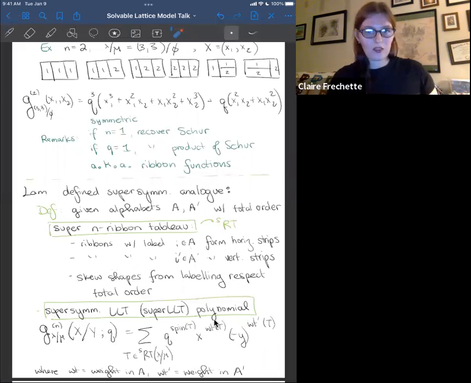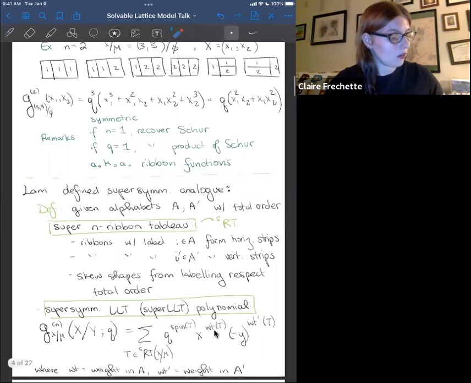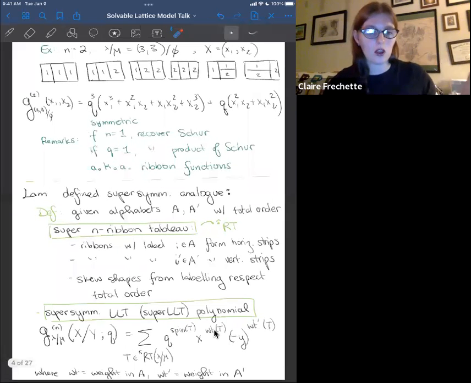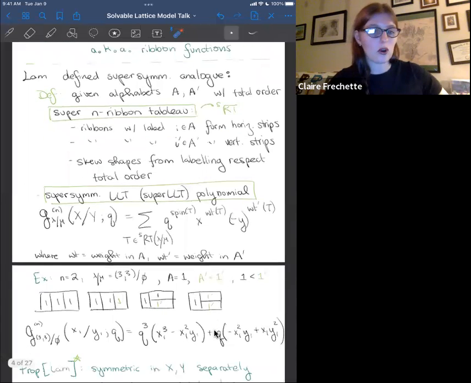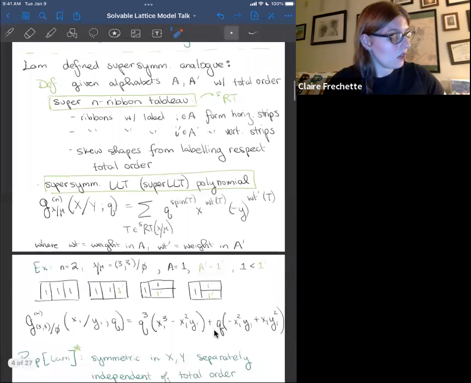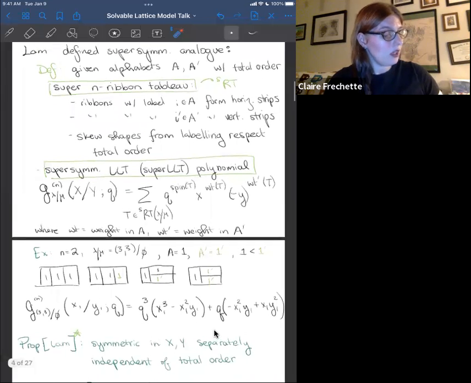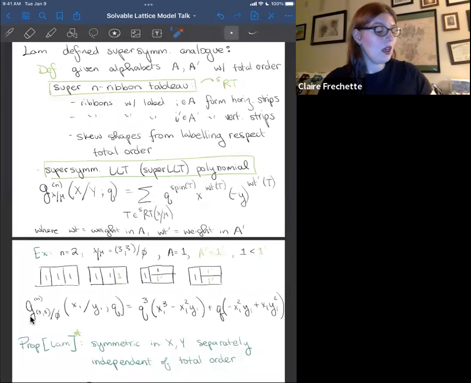You can also get this same polynomial by other methods related to taking supersymmetric versions of symmetric polynomials, but this is the one we chose to focus on for this topic because in particular, it's going to relate really nicely to our lattice models. So I have another example of a super LLT polynomial with the same shape as the one from before.